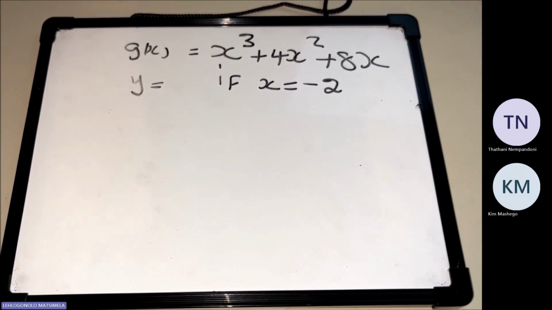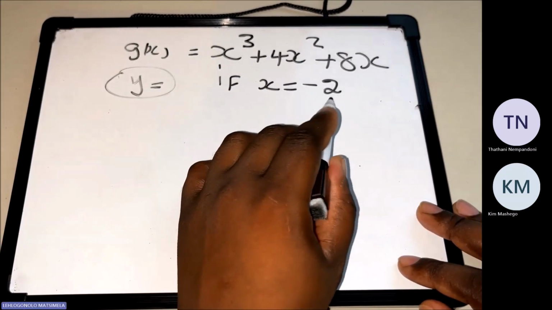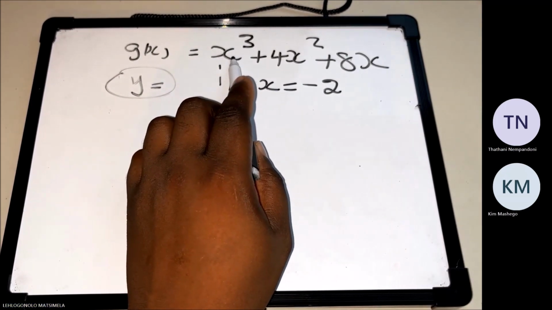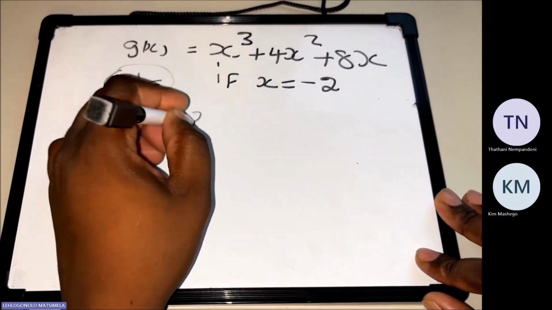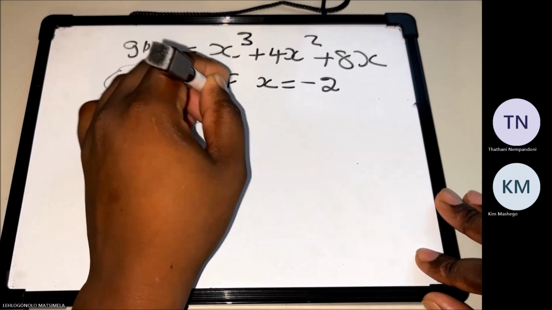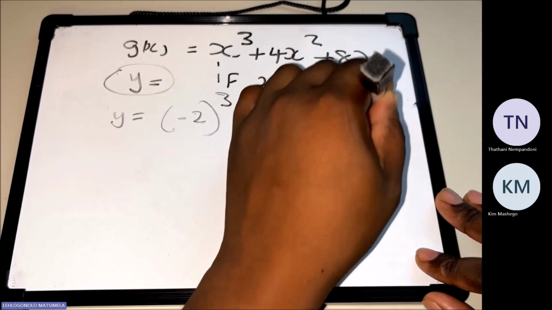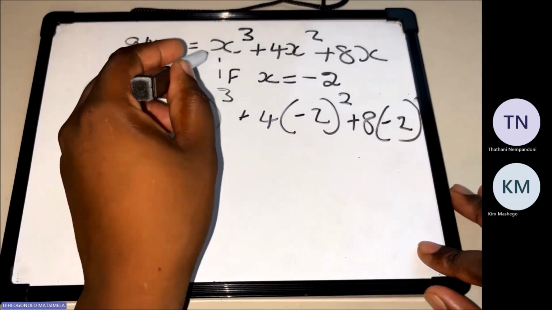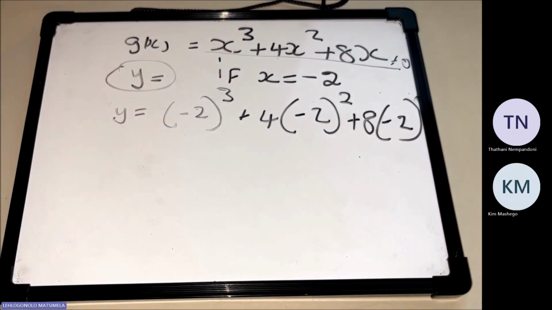Remember, the first question says determine g(-2). In other words, they want the y value if x is given as -2. Then you just substitute the x that you know into this one. Then our y value is equal to (-2) to the power of 3 plus 4 times (-2) to the power of 2 plus 8 times (-2). Our equation originally ends here. It doesn't have another value, which means it's just 0.